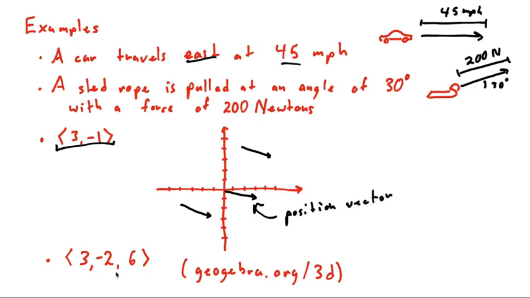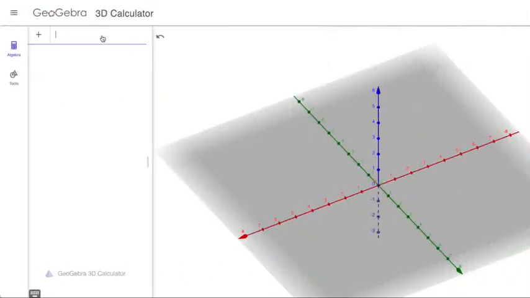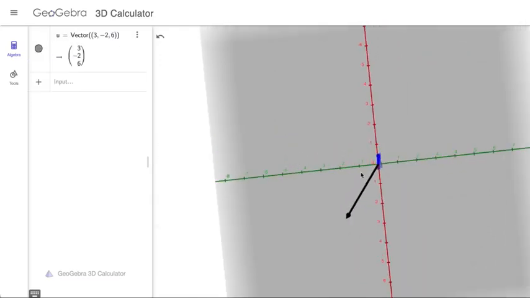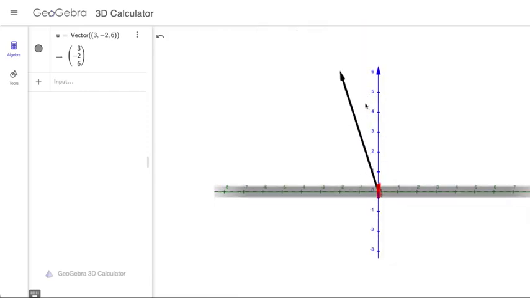We could also have three-dimensional vectors. Let's think of the vector ⟨3, -2, 6⟩, and since this is in 3 dimensions, we'll use GeoGebra to visualize. To graph a vector in GeoGebra, we type vector, and then we type the point, (3, -2, 6). This vector goes 3 in the x direction, -2 in the y direction, and then up 6 in the z direction.